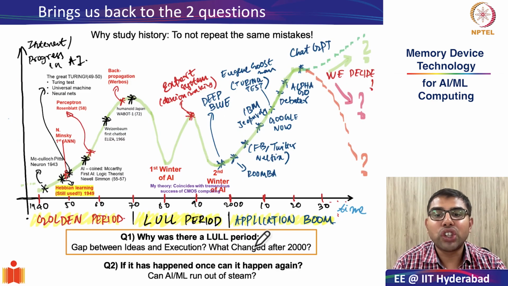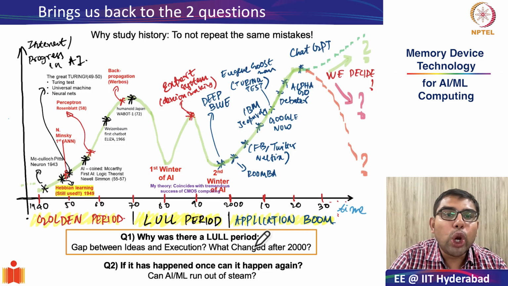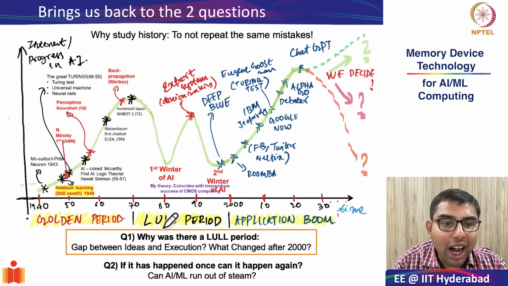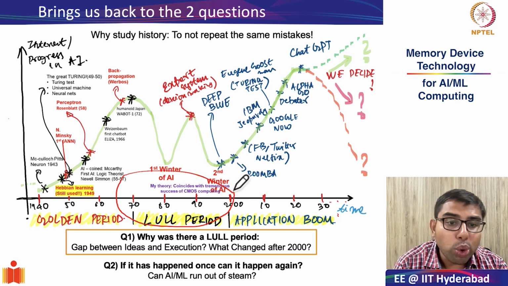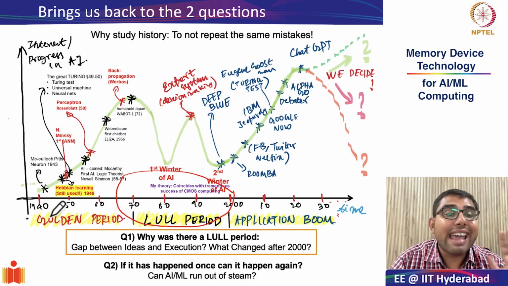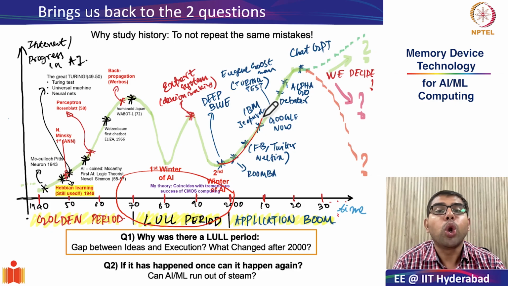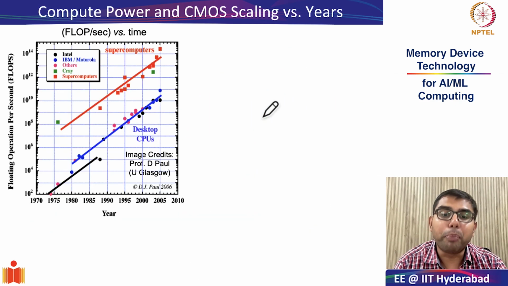And this brings us to the key question, the first question that we had asked when we were looking at this roller coaster ride that AI ML computing has gone through. So why was there this large lull period in the 70s, 80s, 90s, right up till 2000s? Why was there this great lull period where there was a big gap between the golden period where all the ideas for AI ML computing were generated, but the application boom took quite some time to realize? And the answer comes in computational efficiency.